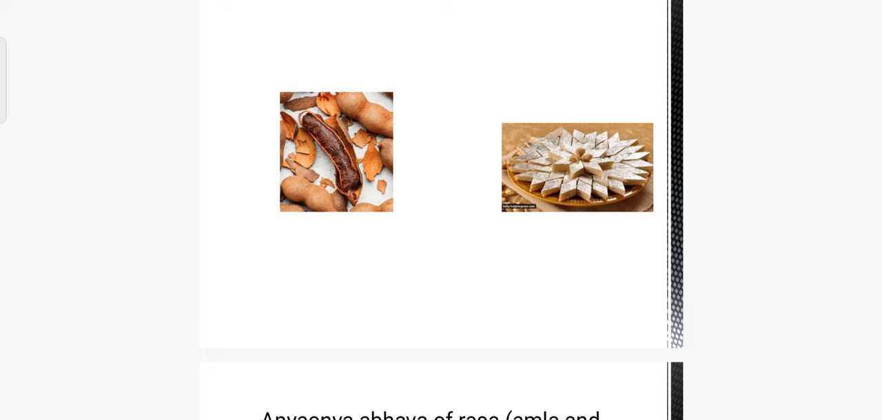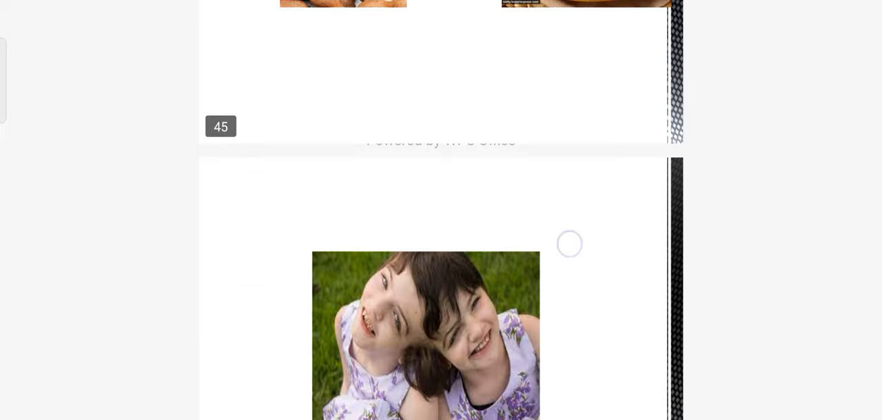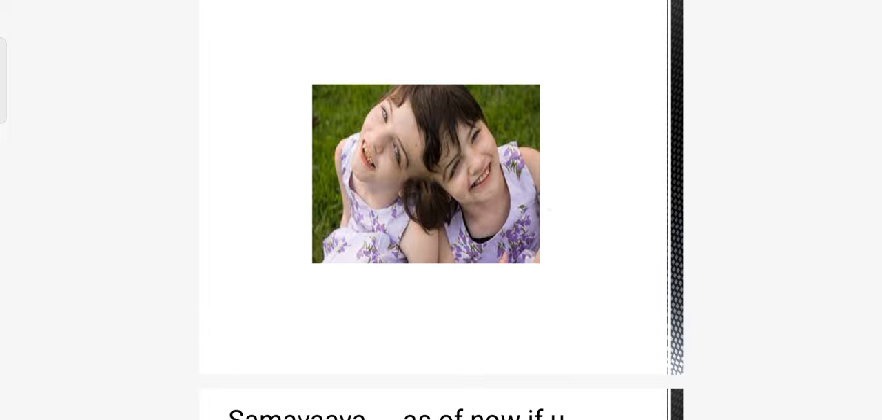The images, the rasa. So it is an Anyonya Abhava of the rasa, that is Amla and Madhura, in each other. You cannot find the sweetness in the tamarind that you are having in that image, as well as the sourness present in the tamarind in that sweet. So henceforth we cannot expect that. So moving on to this picture.